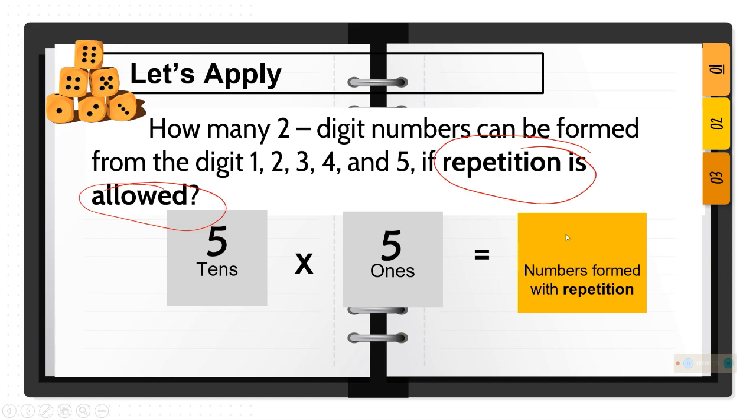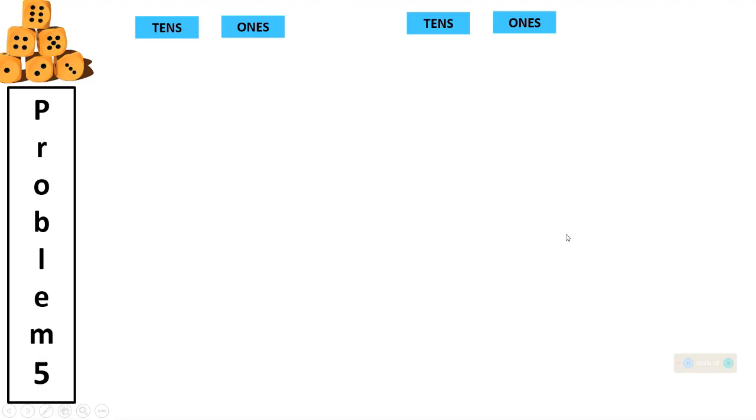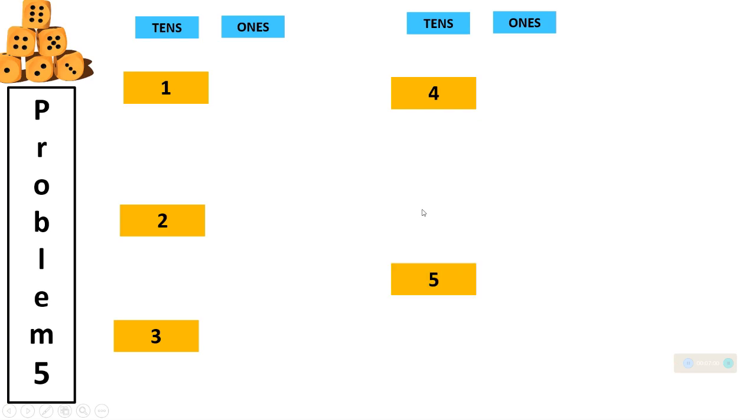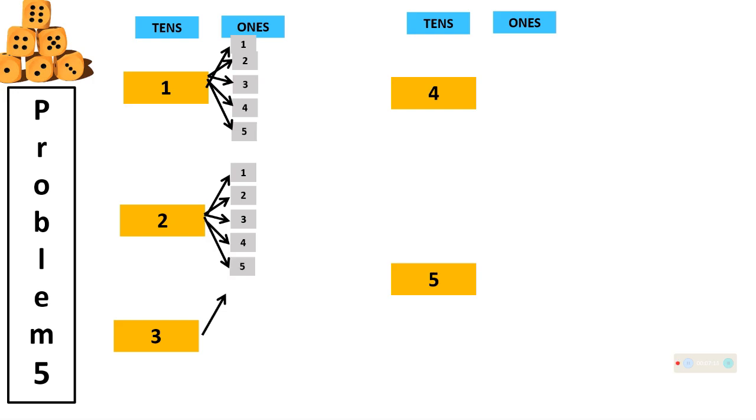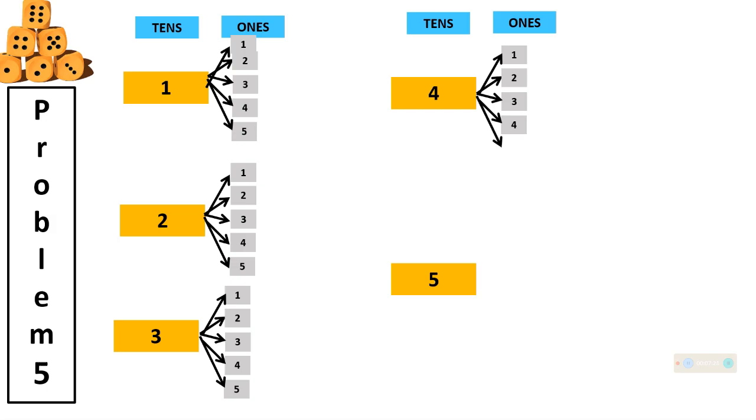So 5 times 5 is equal to, yes, 25. So the proof, we have here the tens digit will be 1, 2, 3, 4, and 5. And then from the tens 1, we have here the ones 1, 2, 3, 4, and 5. And also with 2, followed by 3 with 1, 2, 3, 4, and 5. Followed by 4 with 1, 2, 3, 4, and 5. And 5 with 1, 2, 3, 4, and 5. And the numbers that you will form will be with repetition.